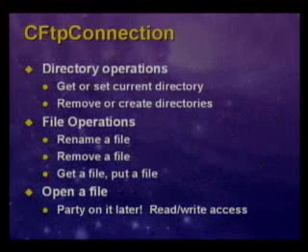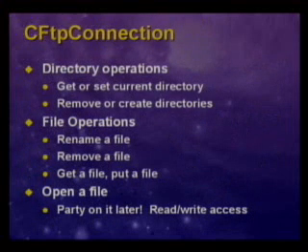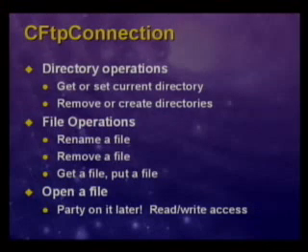Directory operations on CFtpConnection include getting or setting a directory, removing or creating directories, getting a file, removing a file, putting a file. When I say file operations, in this context it just means I have the name of a local file, I have a connection to a server, and that server connection has a current directory, and I want to put the file onto that server with a given name. So you can imagine put a file or get a file. It just says local name, comma, remote name, copy the whole thing. Or remote name, local name, copy the whole thing.